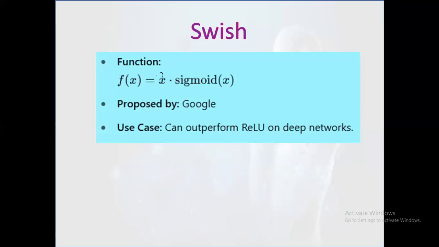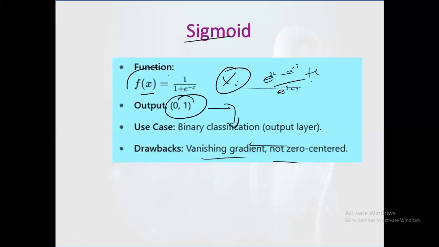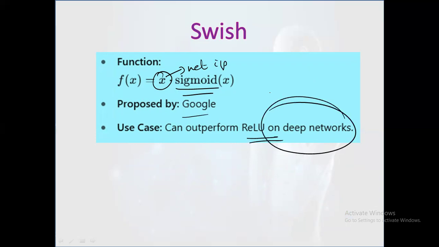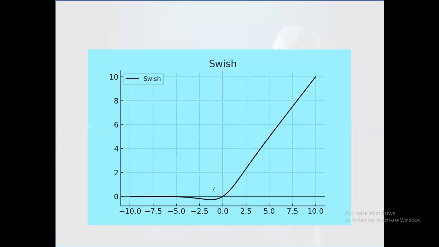And the Swish function is given by x times sigmoid of x. We have to find the sigmoid value and also multiply by x, where x is the net input applied to the neuron. It was proposed by Google, and it can outperform ReLU in deep neural networks. If the number of hidden layers is large, we can use the Swish function. Here the values differ somewhat, and the graph goes like this.